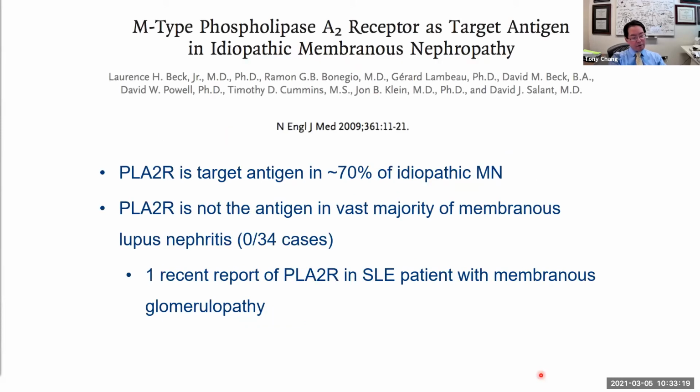And I'm sure you're all aware that PLA2R is obviously the major target for membranous nephropathy. Initially, in this first paper in the New England Journal from Larry Beck and David Salant, they saw that lupus nephritis didn't seem to be involved with PLA2R at all. But subsequently, we've started to hear about other studies that have demonstrated that this is not necessarily the case.